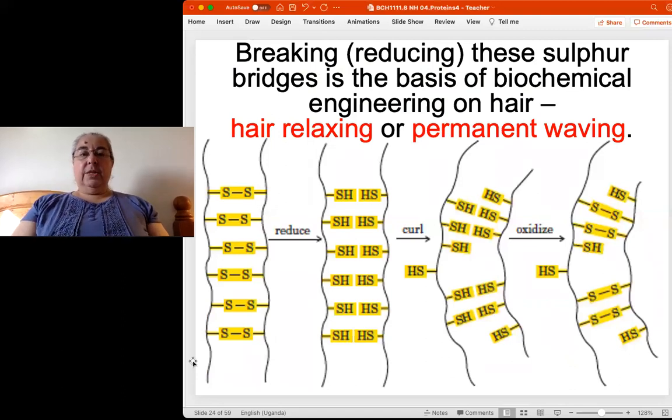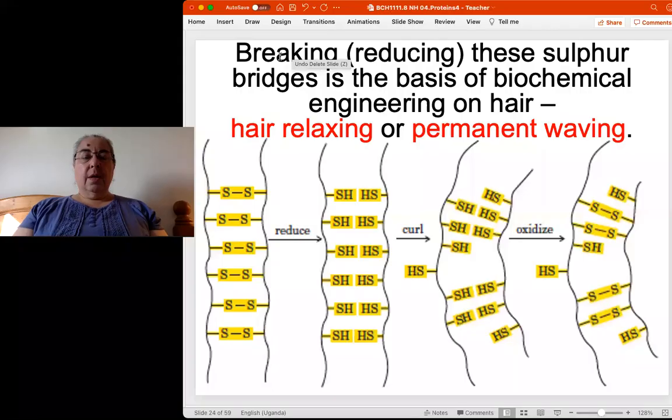Okay, so let's think a bit more about these sulfur bridges. We saw last time that sulfur bridges can be broken by being reduced and can be formed by being oxidized. And this can be made use of in the process of hair relaxing or permanent waving. These two are more or less the same thing, but hair relaxing aims to make curly hair straight, or permanent waving aims to make straight hair curly.